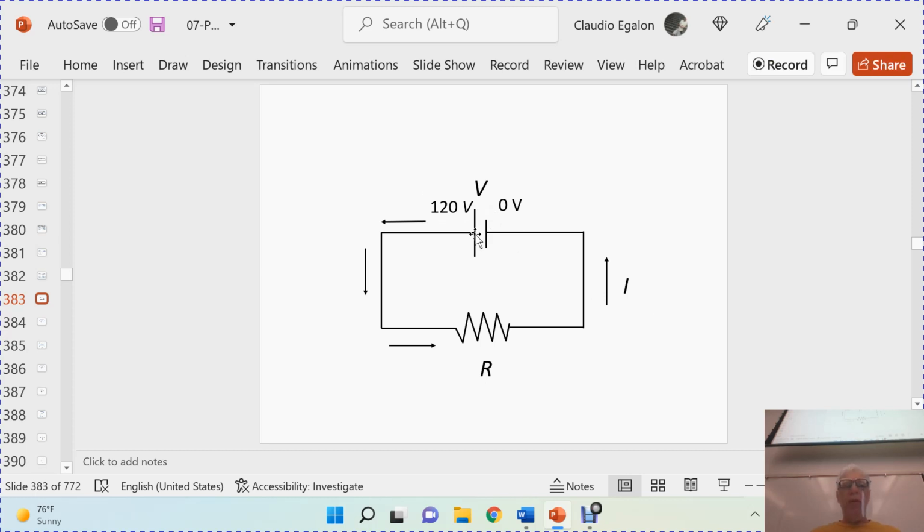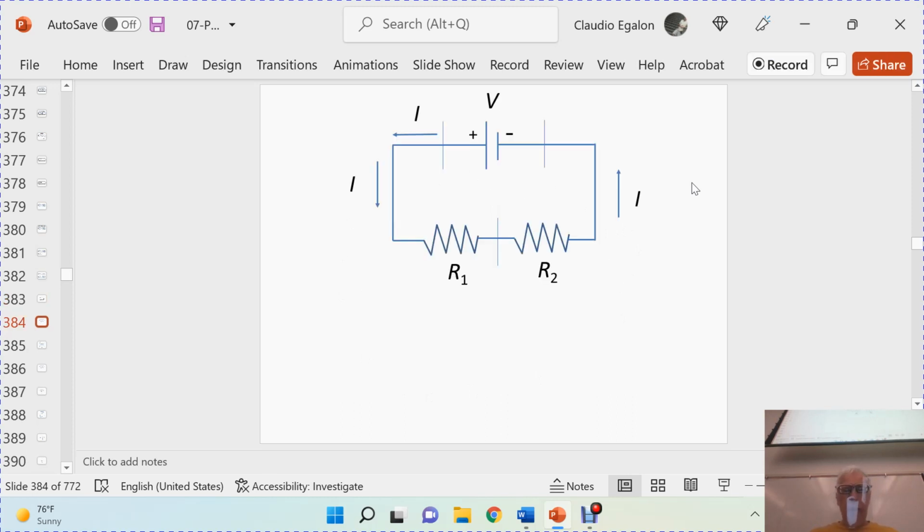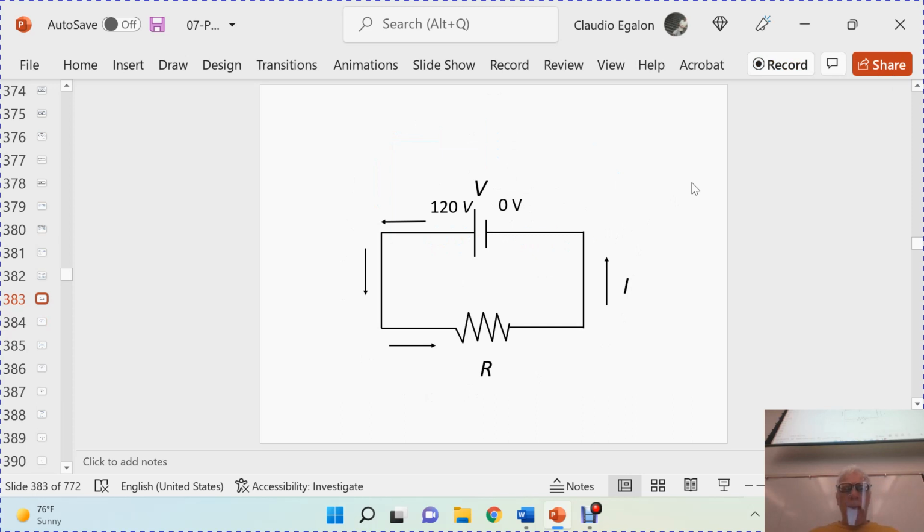So negative, positive, so the current should flow in this direction, counterclockwise. But don't forget, the electrons are flowing the other direction. Your electrons are flowing in the clockwise direction. Because they are negative, we say that the current flows in the opposite direction.